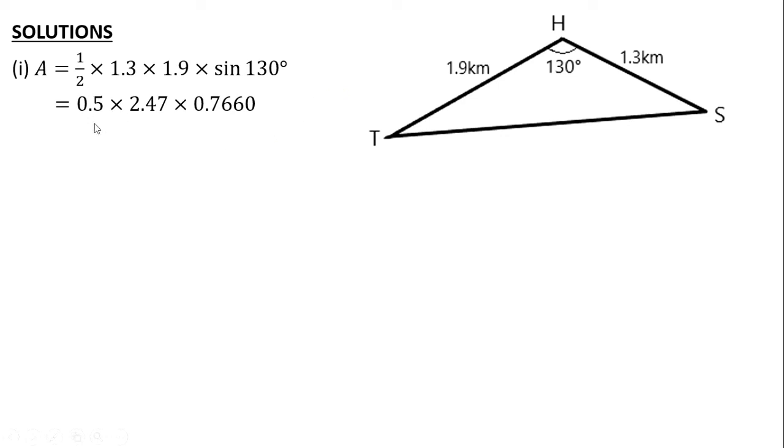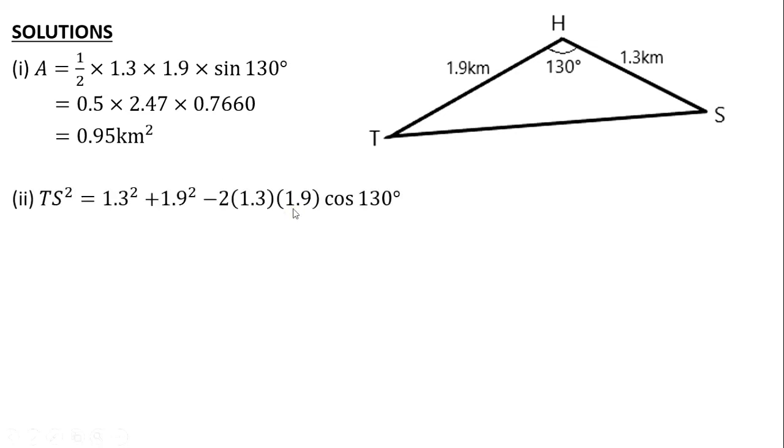Half is the same as 0.5. 1.3 times 1.9 will give us 2.47. Sine 130 is 0.7660. Area is therefore 0.95 square kilometers.